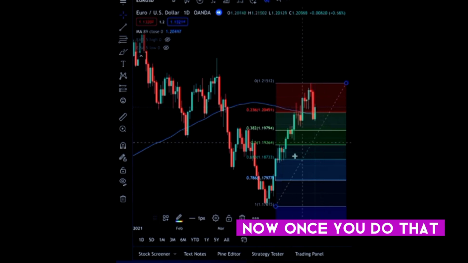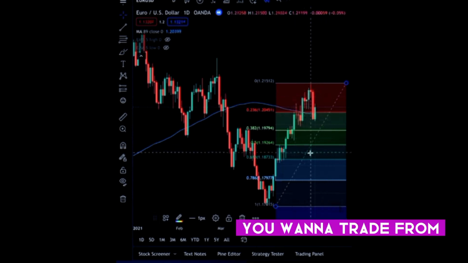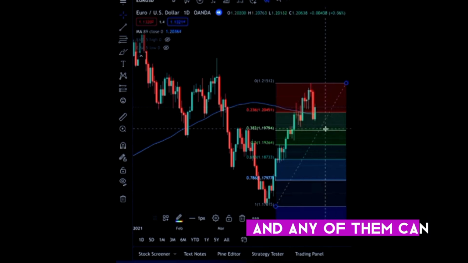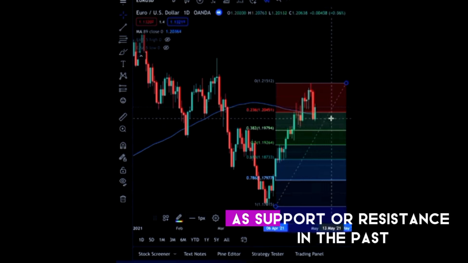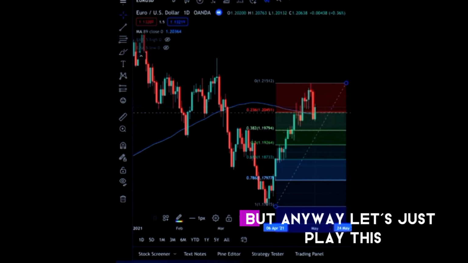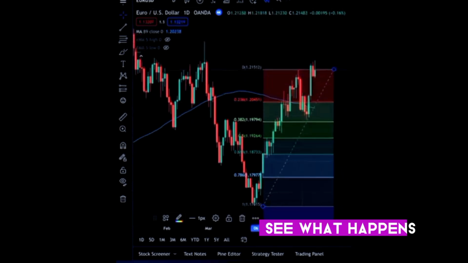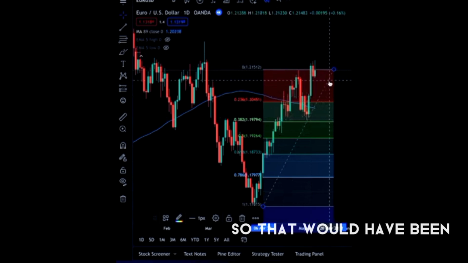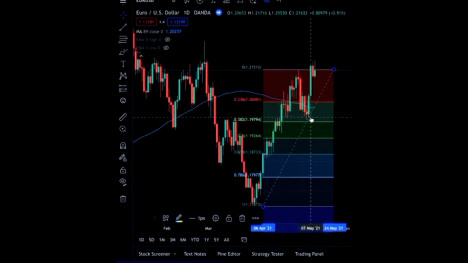Now once you do that, just pick which levels you want to trade from. I think most traders use the 0.618, but you can use any, to be honest, and any of them can and have been known to act as support or resistance in the past. But anyway, let's just play this forward and see what happens. As you can see here, once we played it, the 0.382 region actually acted as support for another bullish move, so that would have been the support level in this case.